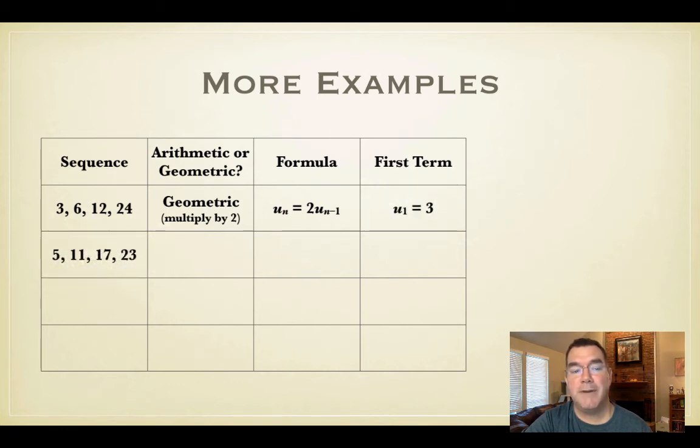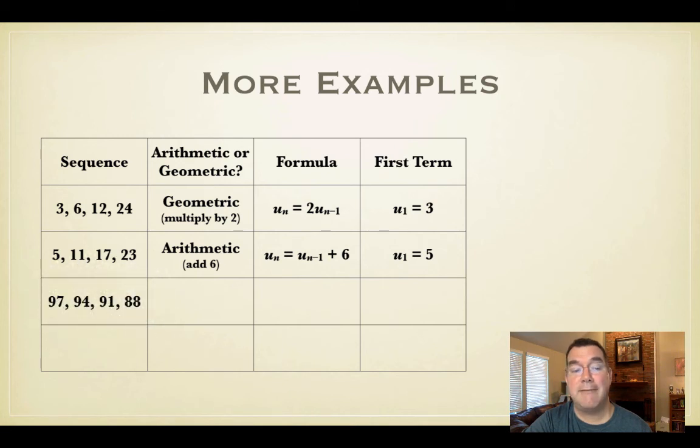Looking at the next one, 5, 11, 17, and 23. First, I need to figure out whether I'm adding over and over again or multiplying over and over again. And it looks like I'm adding 6 over and over again. That makes this sequence arithmetic. So each term is going to be the previous term plus 6. So I write that as un equals un minus 1 plus 6. And the first term is 5.